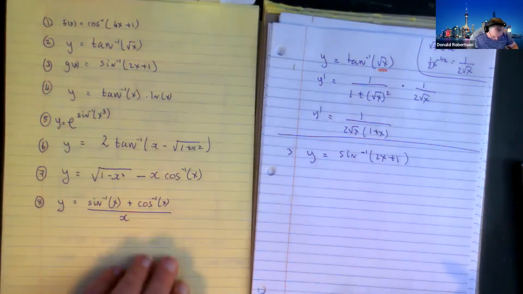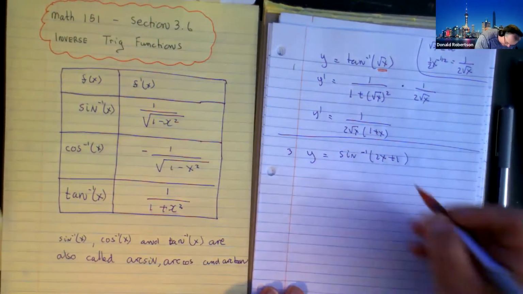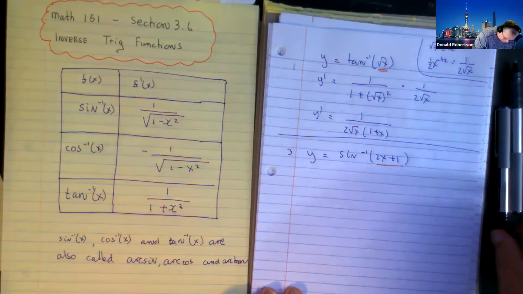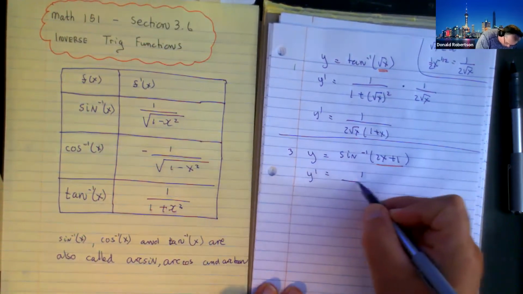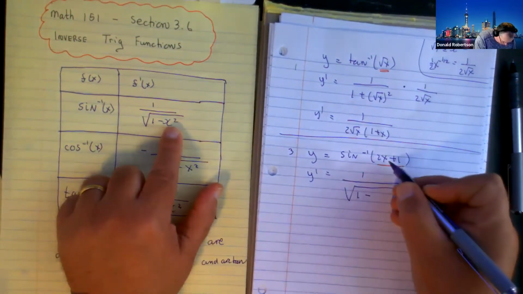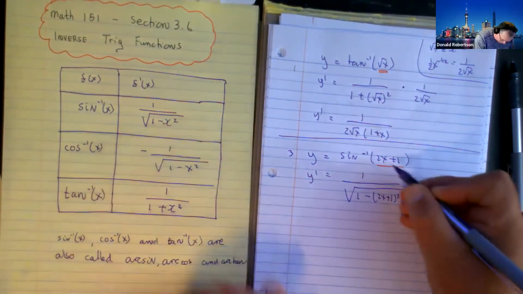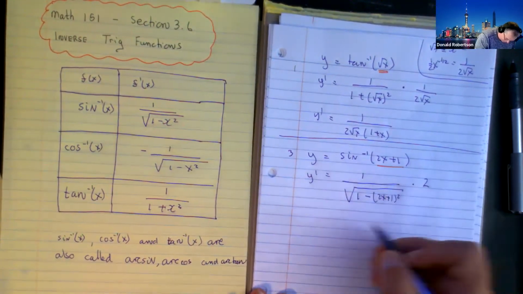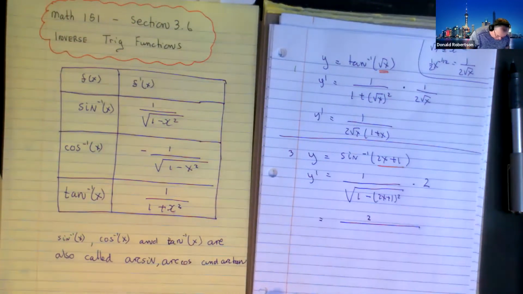You want to differentiate that guy. Going to use this fella. Again, it's a chain rule. There's your inside function. So it's going to be 1 over the square root of 1 take away the inside function squared, times the derivative of the inside function. And I'm doing a little bit of cutting corners here.